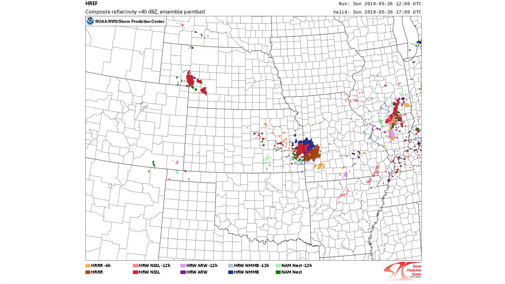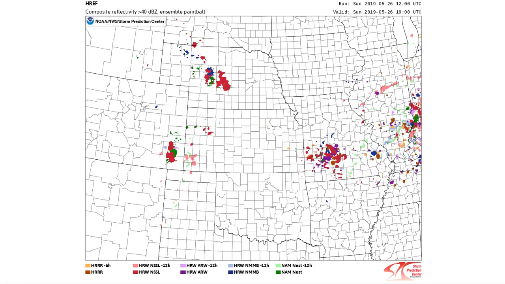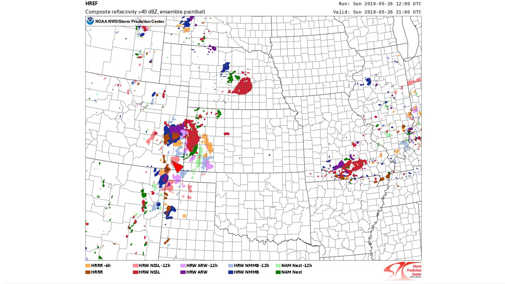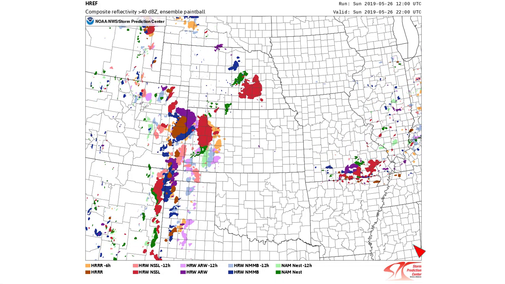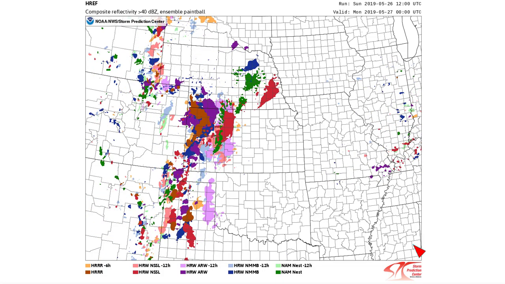Next we'll look at output from the HREF. This is the composite reflectivity greater than 40 dBz ensemble paintball initialized at 12Z. We start at 17Z and begin to see ensemble members showing storms in southeast Colorado soon thereafter. By the time we get to 20Z, we see numerous ensemble members with storms in southeast Colorado. And in time, the trend is for more widespread convection that moves off towards the east.